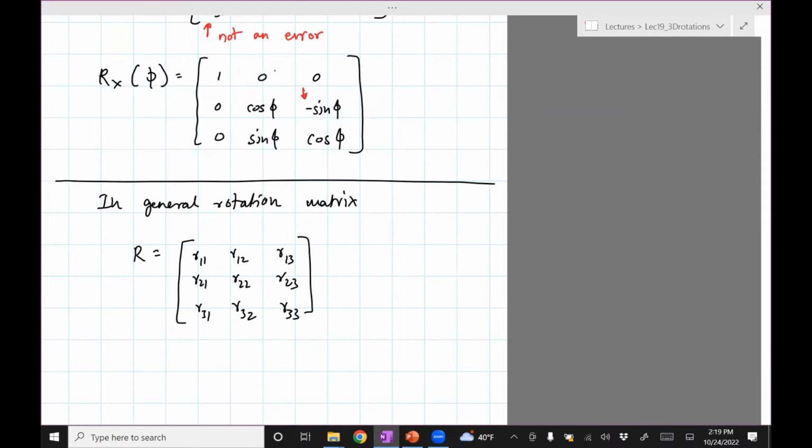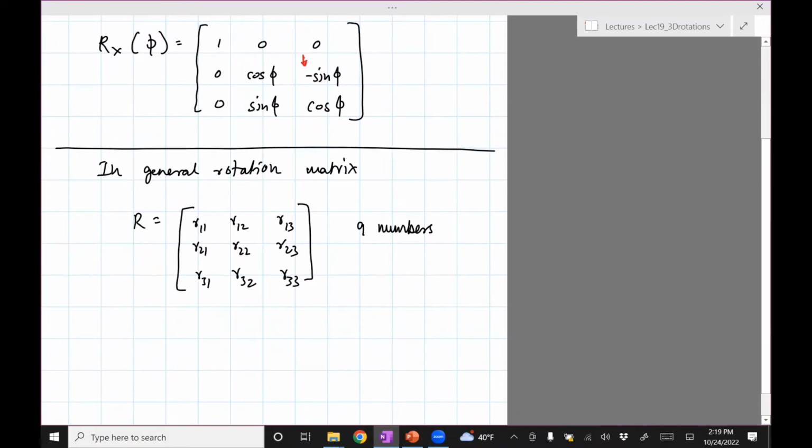So this suggests that there are 9 numbers in the rotation matrix, which means we need 9 quantities to define the rotation matrix. But clearly you can specify rotation about just 3 axes. And so there is some redundancy here. And the redundancy is that you don't really need 9 numbers, because these 9 numbers are actually constrained because the rotation matrix has certain properties.